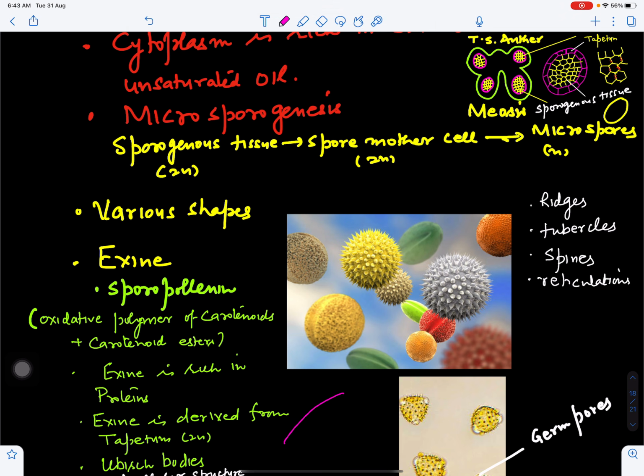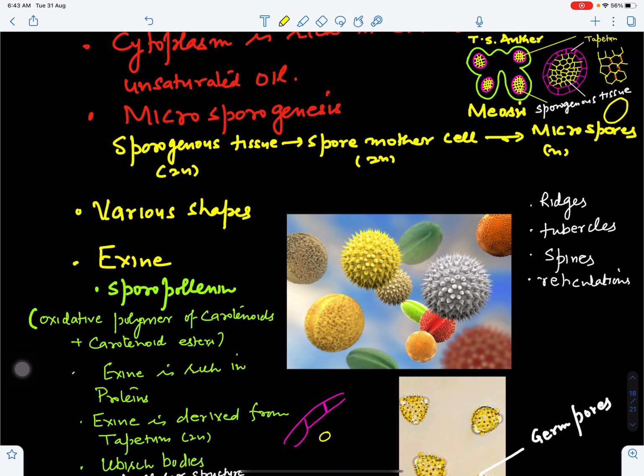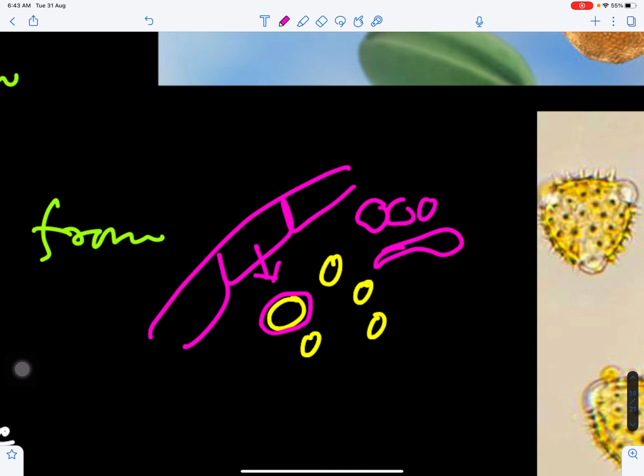Now, when the spore mother cell develops into microspores or pollen grains, this tapetum will help in the formation of the exine covering. The tapetum cells may fuse to form a structure, or it may be secretory in nature, as we have discussed in the previous videos. Its secretions get deposited, or it forms a plasmodium-like structure around the microspore or pollen grain. This helps in the formation of the exine.